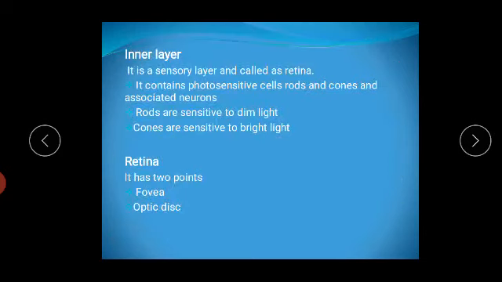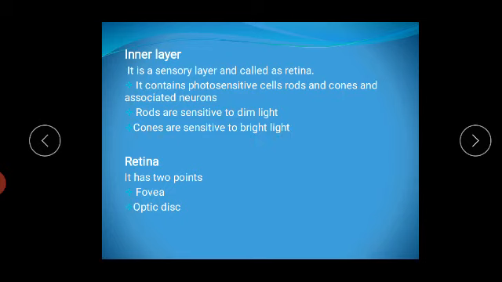Okay, now coming towards the inner layer, it is a sensory layer called the retina. It contains photosensitive cells called rods and cones and associated neurons. The third layer, or the inner layer of the eye, is called the retina and it contains photosensitive cells called rods and cones. What are rods? Rods are sensitive to dim light, cones are sensitive to bright light.